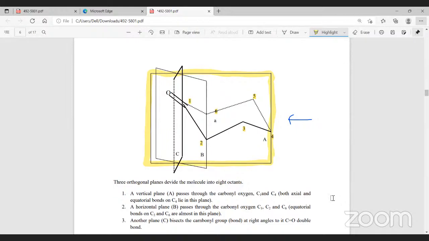This is a vertical plane A, which passes through the carbonyl oxygen, that is C1, and C4. So both axial and equatorial bonds on C4 lie in this plane, that is plane A. And next, see a horizontal plane B. So where is B? It is here.